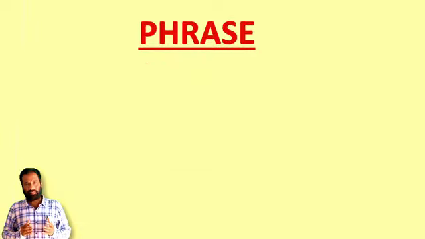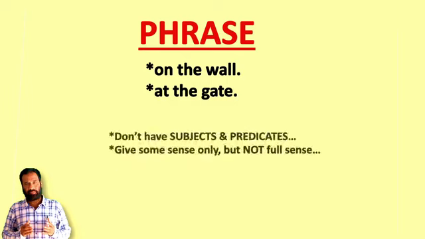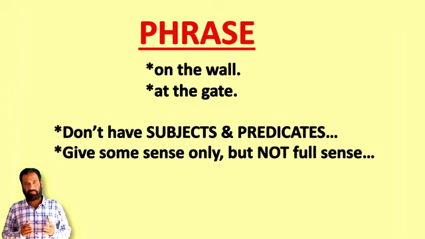Let's see what a phrase is. Observe the two sets of groups of words. On the wall, at the gate. Both don't have subjects and predicates. However, they give a little sense, not a complete sense. This type of word arrangement is called a phrase. A phrase is a group of words not having a subject and predicate but giving a little sense.